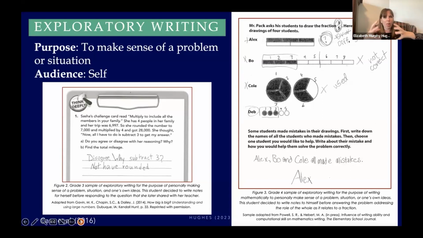But this is all happening in this process. So the audience is the self as you're putting your thoughts down on paper, you're reflecting on your thoughts, you're making changes, you're making sense of what's happening. Okay. Math writing, as you see here, can just be a little sentence or a little blurb. It doesn't have to be an entire paragraph. We're going to get to entire paragraphs, but it does not have to be a huge document of writing. It can be snippets. Okay.